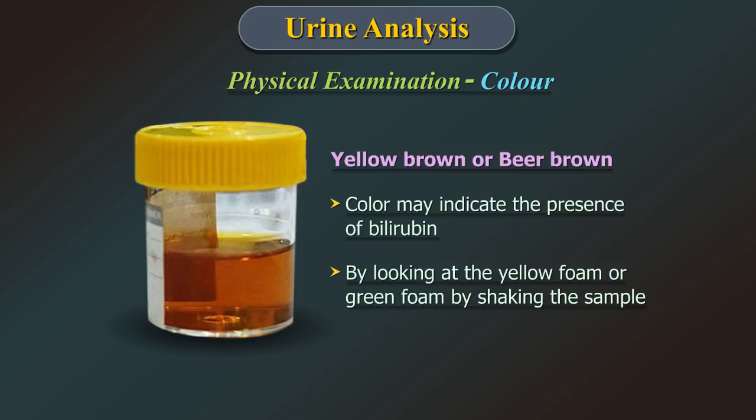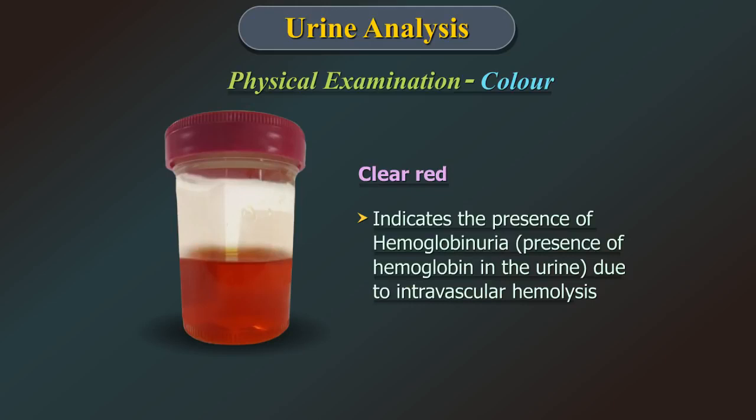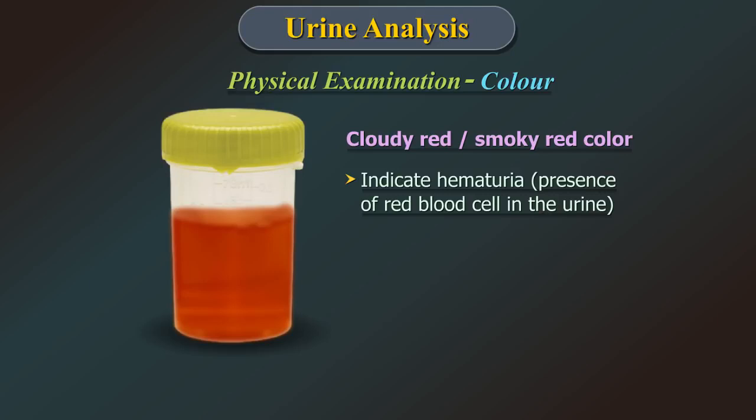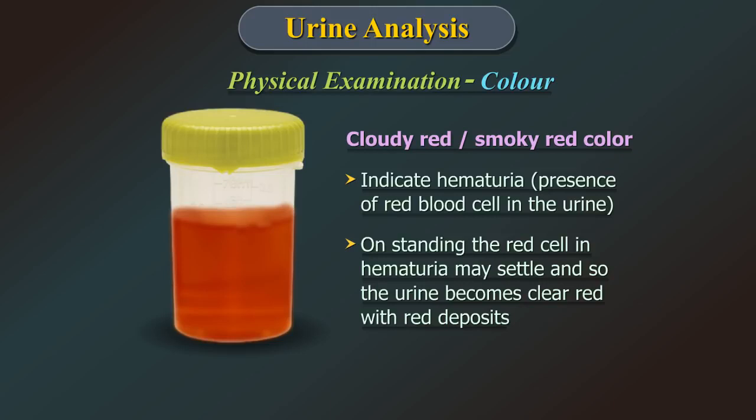This is also confirmed by looking at the yellow foam or the green foam by shaking the sample. Clear red may indicate presence of hemoglobinuria, that is, presence of hemoglobin in the urine due to intravascular hemolysis. Cloudy red or smoky red color may indicate hematuria, that is, presence of red blood cells in the urine. On standing, the red cells in hematuria may settle down, and so the urine becomes clear with a red deposit.